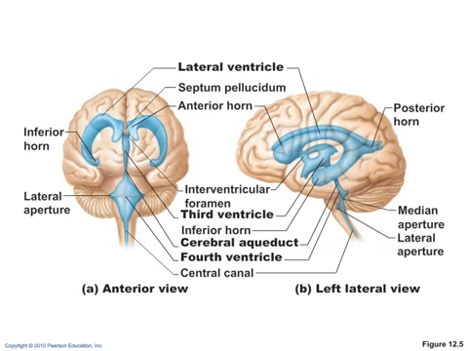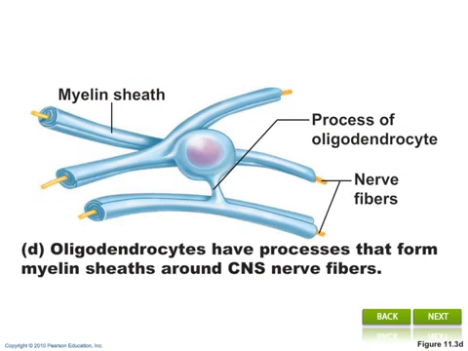Here's a quick look at this ventricular system that I'm talking about. You have a central canal in the spinal cord and a series of ventricles that are spread throughout the inside of the brain.